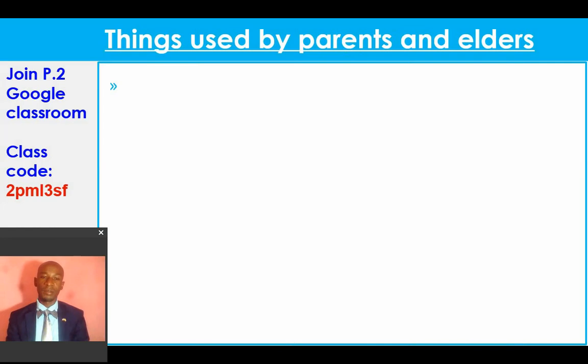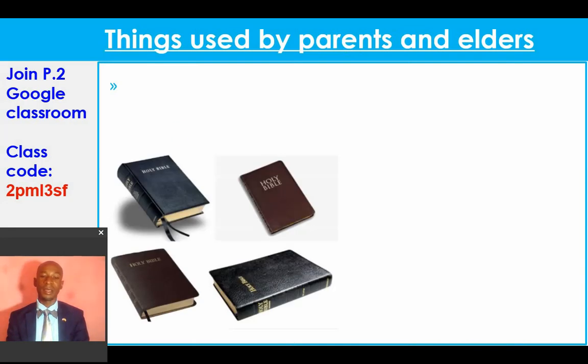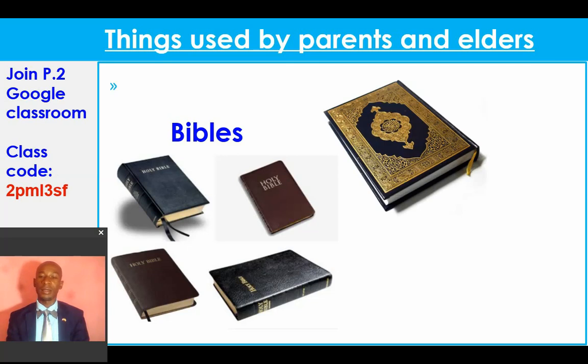Now, members, what about parents and elders? Let us mention the things used by parents and the elders. So, among them, they use Bibles also. They talk to us, teaching us biblical norms, or we can call them religious norms. We need to talk about them in our next lesson. Then, if you are Muslim, then you use a Quran. You find words of wisdom in there.